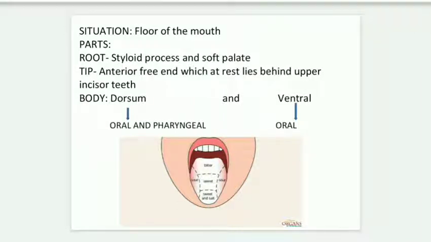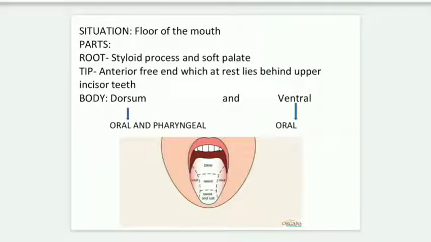It is a muscular organ, and its situation is the floor of the mouth. It has some parts, like the root. It is attached to the styloid process and soft palate, and at the tip it is very free, which at rest lies behind the upper incisor teeth. And the body has two parts, dorsum and ventral.